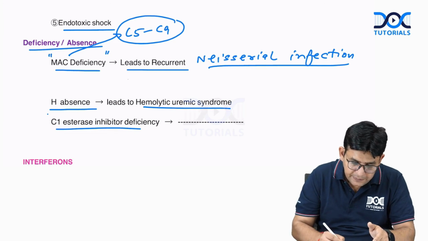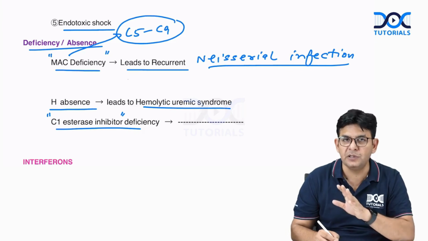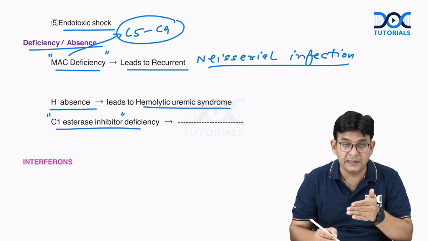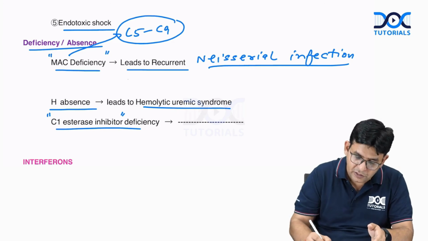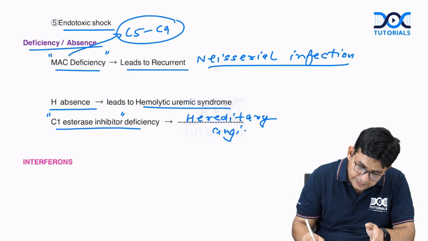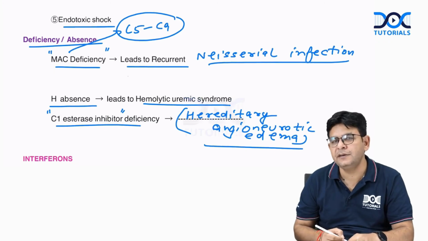C1 esterase inhibitor deficiency: if the cascade starts, it needs to be stopped also, no? So how is it stopped? With the help of the C1 esterase inhibitor. Okay, but that is deficient in some. So that will lead to what? Constant cascade. And that constant cascade will lead to what, guys? Hereditary angioneurotic edema. This is what is termed as C1 esterase inhibitor deficiency.